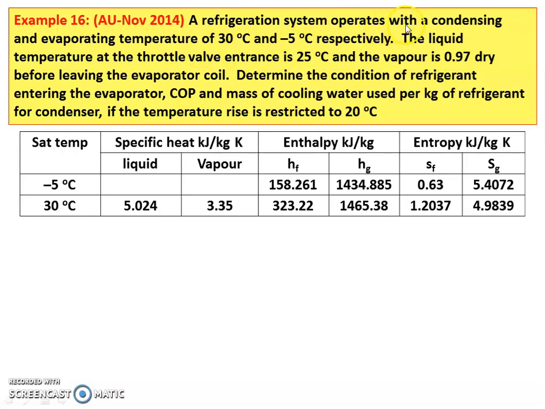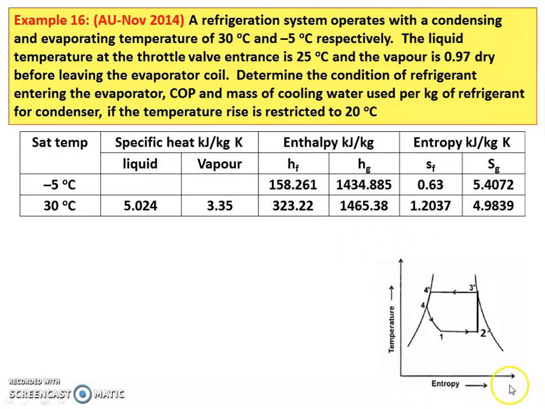A refrigeration system operates with a condensing and evaporating temperature of 30 degrees Celsius and minus 5 degrees Celsius respectively. The liquid temperature at the throttle valve entrance is 25 degrees Celsius and the vapor is 0.97 dry before leaving the evaporator coil. Determine the condition of refrigerant entering the evaporator, COP, and the mass of cooling water used per kg of refrigerant for the condenser, if the temperature rise is restricted to 20 degrees Celsius. These are the properties of the refrigerant at two different temperatures, minus 5 degrees Celsius and 30 degrees Celsius. The enthalpy, specific heat and entropy are given in appropriate units.